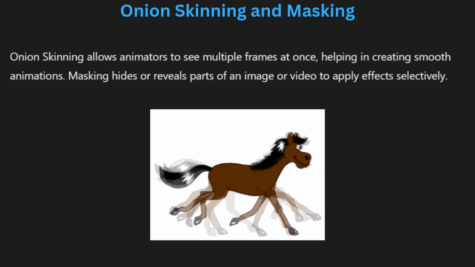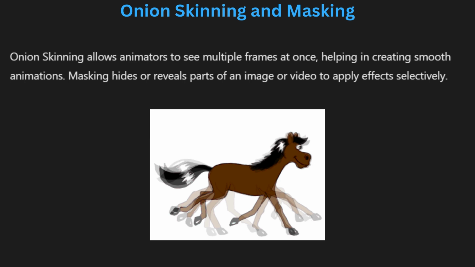So onion skinning. Onion skinning is a technique used in animation that allows the animators to see multiple frames at once. By showing the current frame along with a faded version of the previous or the next frames, which you can see on the screen also, animators can ensure smooth transitions and consistent motion between the frames. This technique is widely used in both traditional hand-drawn animation and computer-based animation tools, helping the animators to visualize how an object moves and changes across frames, which is crucial for achieving natural looking animation.